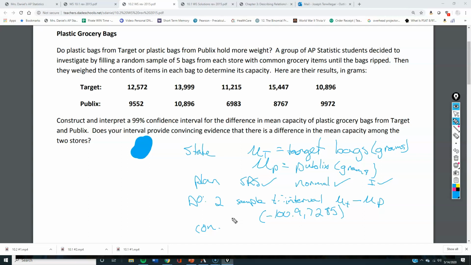So now, in context, since this interval has 0, it's plausible that there's no difference between the two means. We do not have convincing evidence that there's a difference in mean capacity.